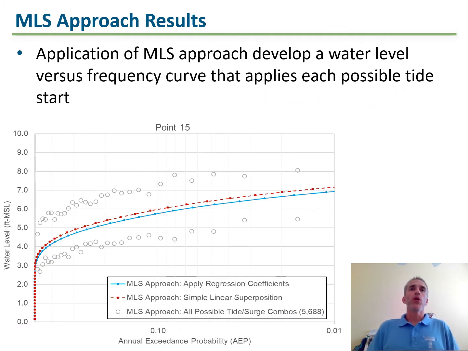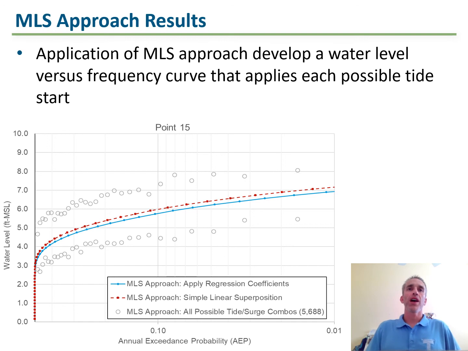So the end result of this is, with those regression lines for each of our stations, we are able to apply a correction at each station for all possible 5,000 tide starts for each of the 30 storms. So even though we only used a subset of 8 storms to create the regression line, we apply that relationship for all 30 of the storms that we have within our storm suite.